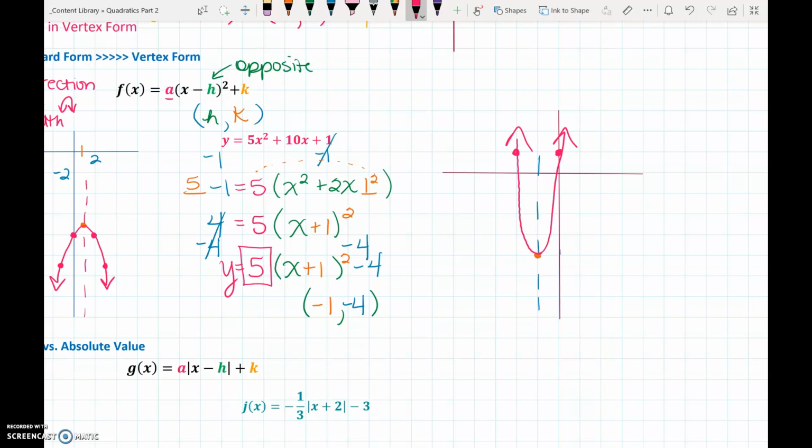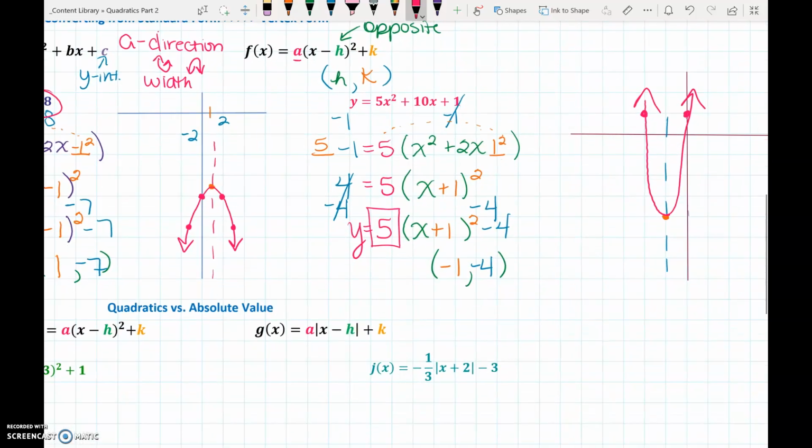And there's your parabola. Notice how narrow that is, because that A term is 5, so it's moving 5 times as fast. That's quite a difference. So always double check when you're done to make sure your graph makes sense.